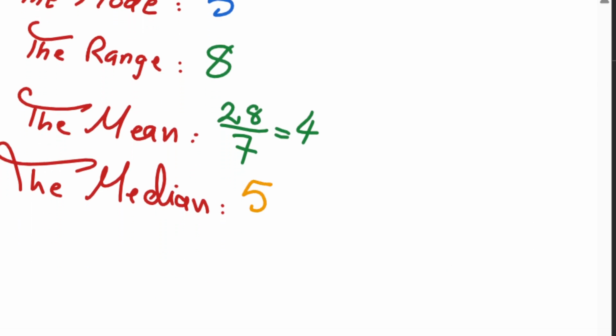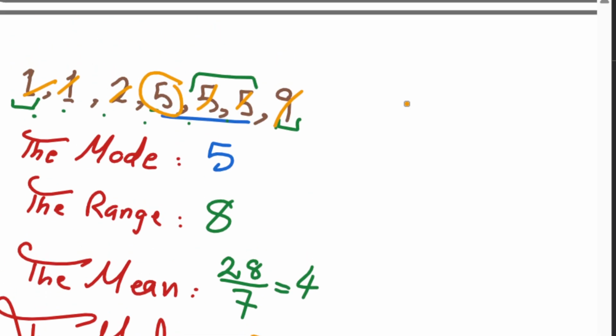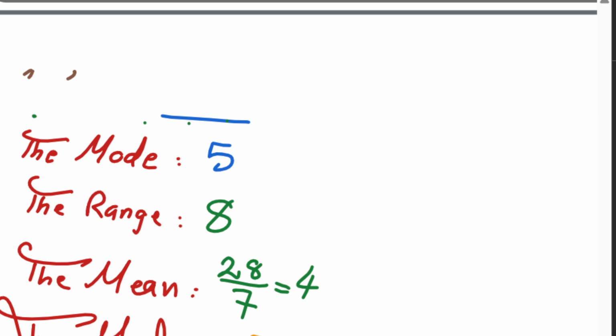Was it easy? Now, it's your homework time. Please try this. Find the mean, median, mode, and range for these numbers. So the numbers are 0, 1, 2, 3, 3. That's it. Just try this. Find the mean, median, mode, and range.